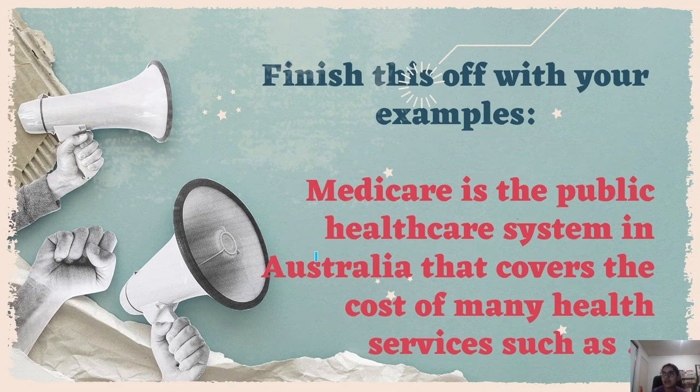Okay, so let us finish off with these examples. This is where, again, your pens will come in handy. So let's have a look. Medicare is a public health care system in Australia that covers the cost of many mental health services, such as, what are they? What are some services in Australia that are covered by Medicare?